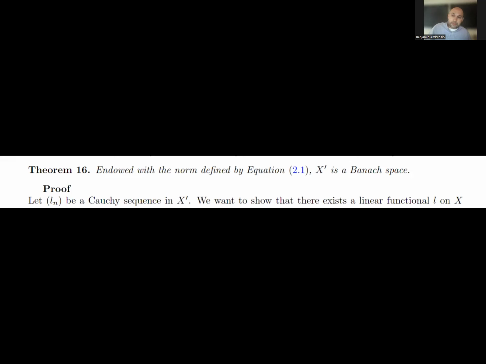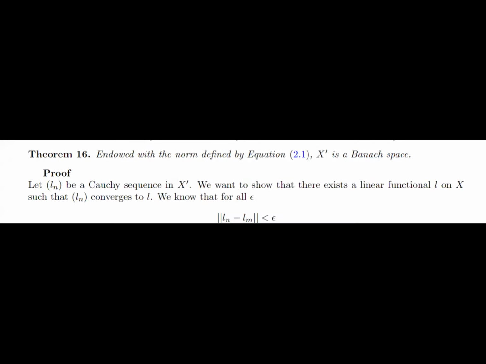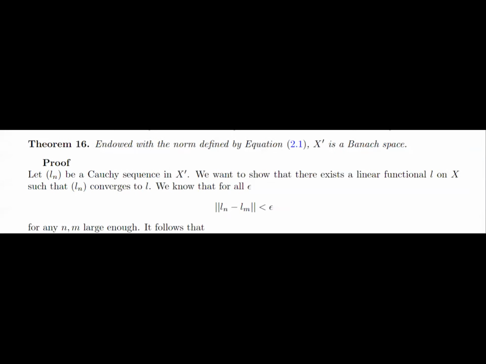So since ln is Cauchy, this inequality holds. So for all epsilon, if n and m are large enough, then the norm of ln minus lm is less than epsilon. So the norm here is the norm that we defined previously, the dual norm. All right. So specifically, this means what?